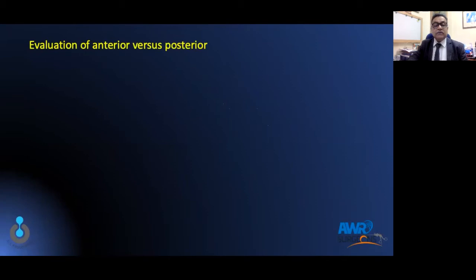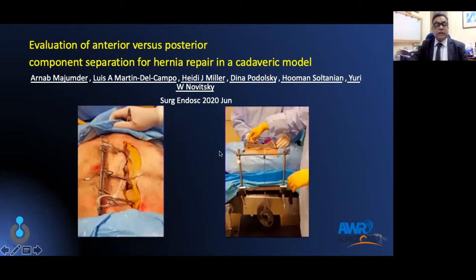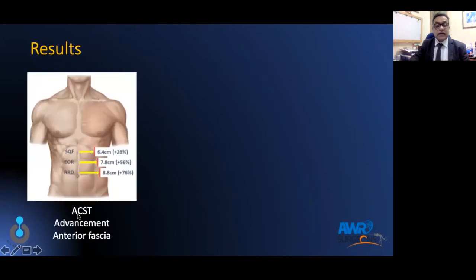If we see the evaluation of anterior versus posterior repair, this is an experimental cadaveric study by Arnab Majumdar and Novitsky's group, published in Surgical Endoscopy 2020. In fresh cadavers, they did an anterior component separation and a posterior component separation, and for each step of the surgery they measured the myofascial release. In anterior component separation, the advancement of anterior fascia with subcutaneous was 6.4 centimeters, with external oblique it was 7.8 centimeters, and when retrorectus dissection was added, it became 8.8 centimeters. This is for one side of the component separation.